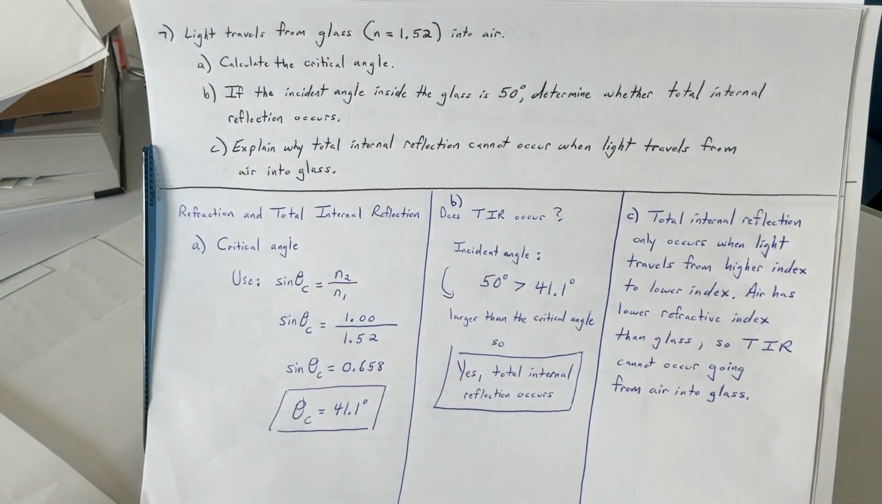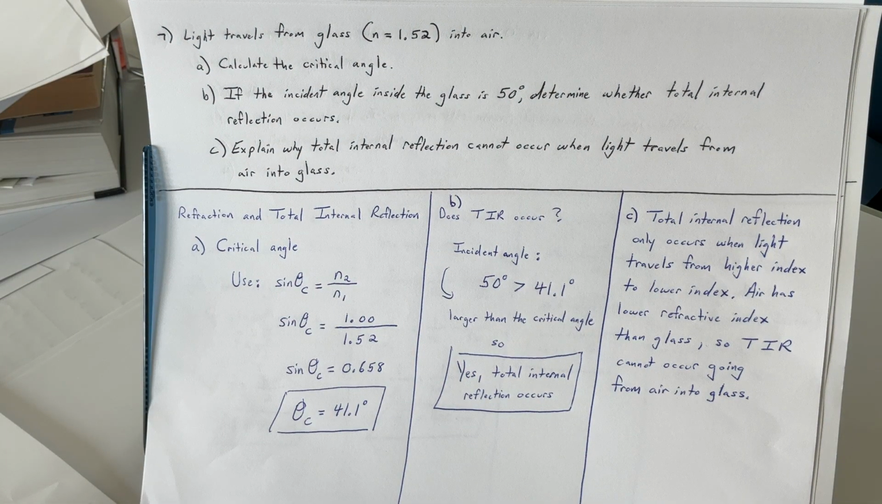Okay, light travels from glass with n equals 1.52 into air. Calculate the critical angle. So, refraction and total internal reflection, dealing with the critical angle. For part A, we use sine of theta sub c equals n sub 2 over n sub 1. So that's just going to be 1.00 over 1.52. Taking the inverse sine of that, we get theta sub c equals 41.1 degrees for our critical angle.